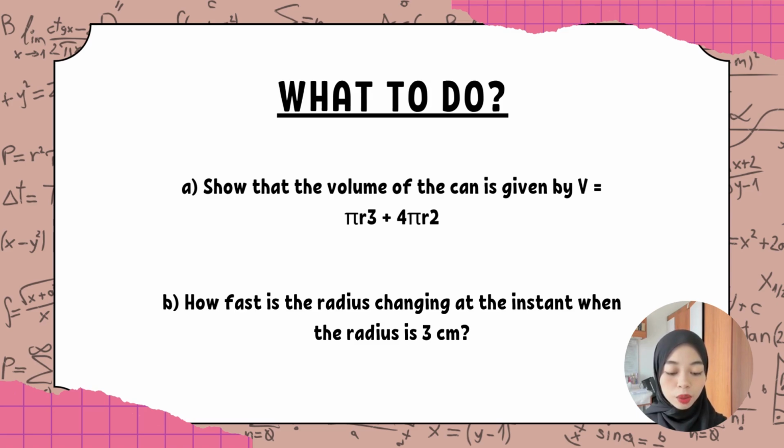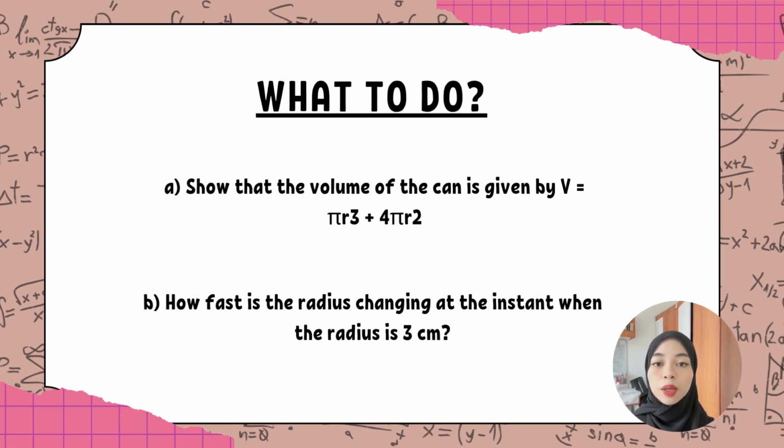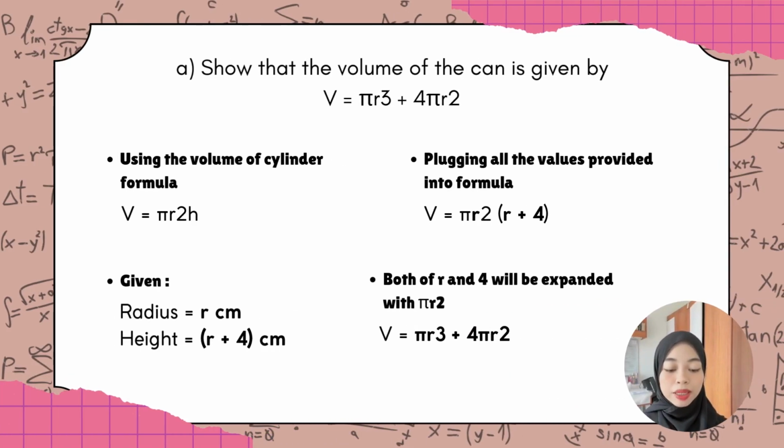First, you need to do step A, which is show that the volume of the can is given by V equal to pi r3 plus 4 pi r2. And the second step is you going to solve B, which is how fast is the radius changing at the instant when the radius is 3 cm. Moving to step A, which is show that the volume of the can is given by V equal pi r3 plus 4 pi r2.